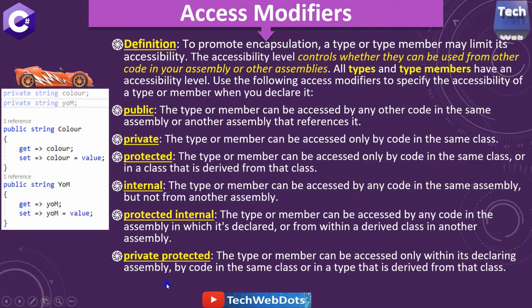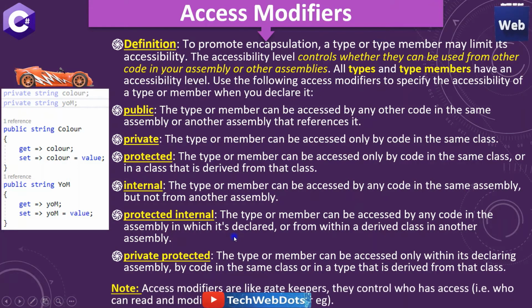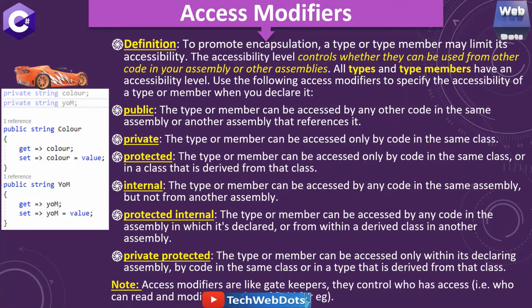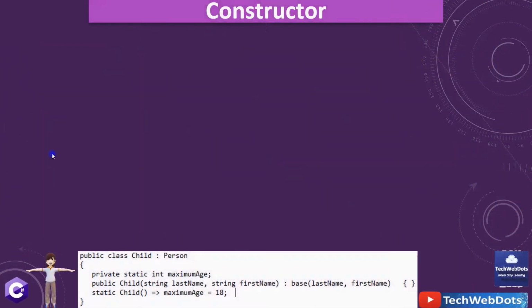And another one is private protected. The type or member can be accessed only within its declaring assembly by code in the same class or in a type that is derived from that class. When you actually implement it, only then will it be very easy for you to understand. But there is one important note: access modifiers are like gatekeepers. They can control who has access and who can read and modify things. I hope access modifiers are now clear to you.